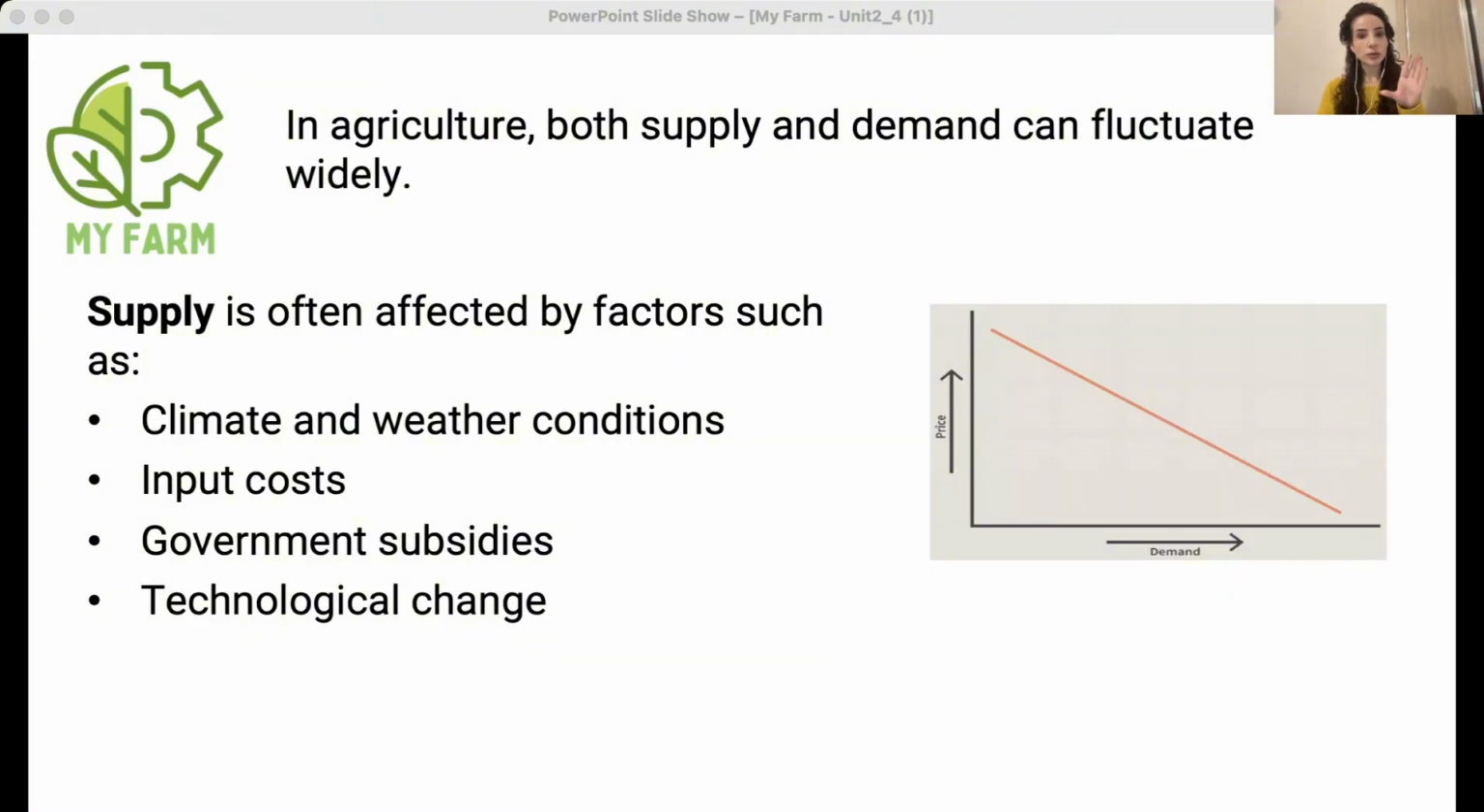Let's now look more closely at the factors that influence supply in agriculture. Unlike many other industries, agricultural supply is strongly affected by forces outside human control. Weather conditions such as droughts, floods, frost, or heat waves can significantly reduce output, regardless of how well a farm is managed. At the same time, rising input costs, including fertilizer, feed, fuel, energy, and labor, can limit how much producers are willing or able to supply. Even when demand is strong, high costs or poor conditions can restrict supply.